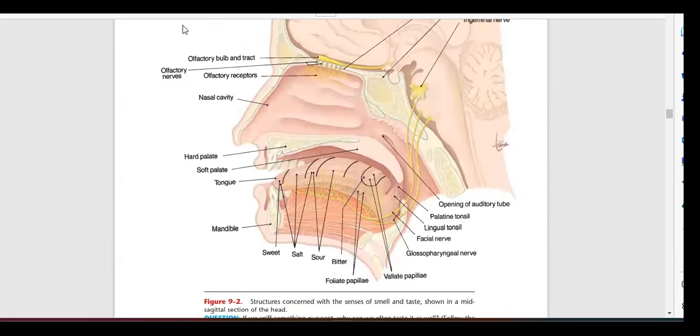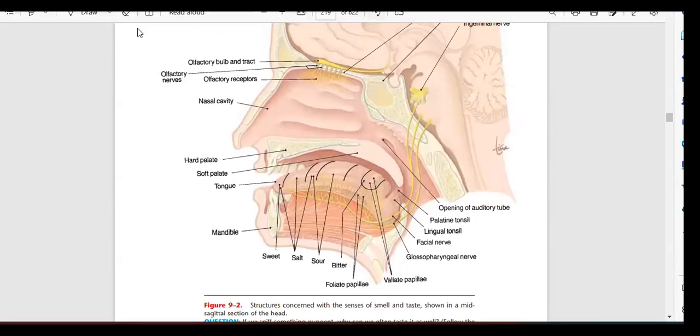This is the tongue. You can see here, this is the tongue. These are the areas where we can observe the sense of taste. So let's see another image.